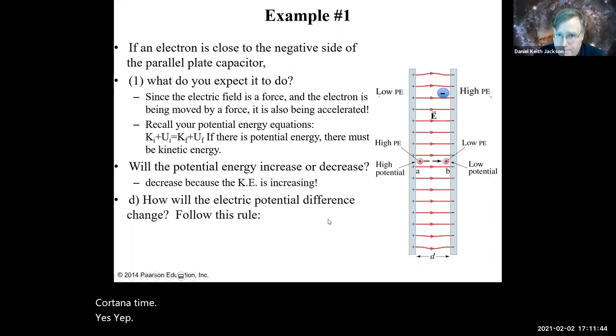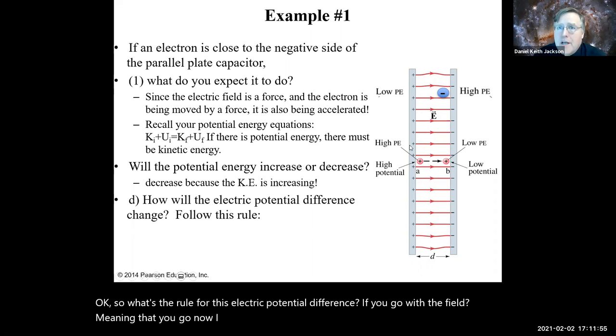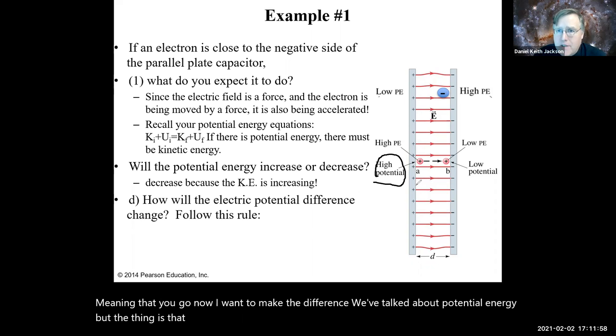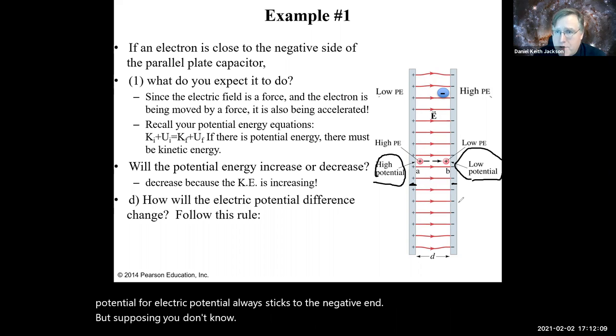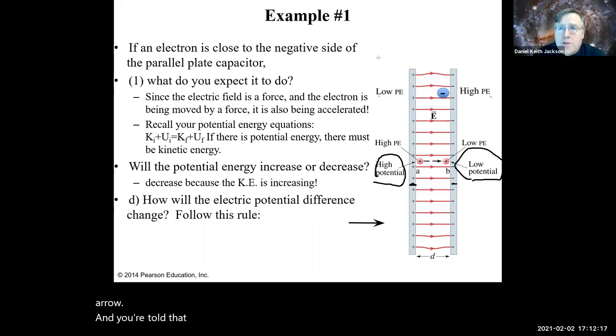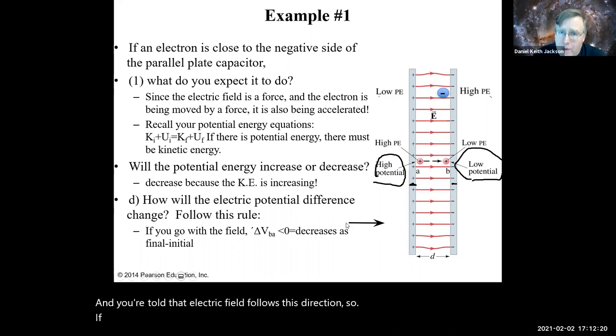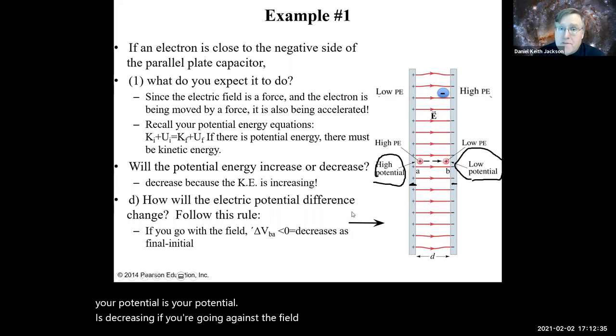Okay. So what's the rule for this electric potential difference? We've talked about potential energy, but high potential for electric potential always sticks to the positive end, and low potential always sticks to the negative end. But supposing you don't know where the positive and negative charges are, supposing you're just given an arrow and told that an electric field follows this direction. If your particle is going with the field, meaning it's going in the direction of the arrow, then your potential is decreasing. If you're going against the field, then your potential is increasing in terms of potential difference.